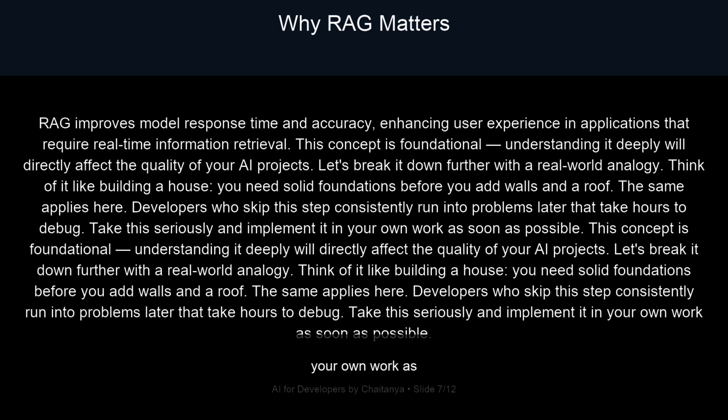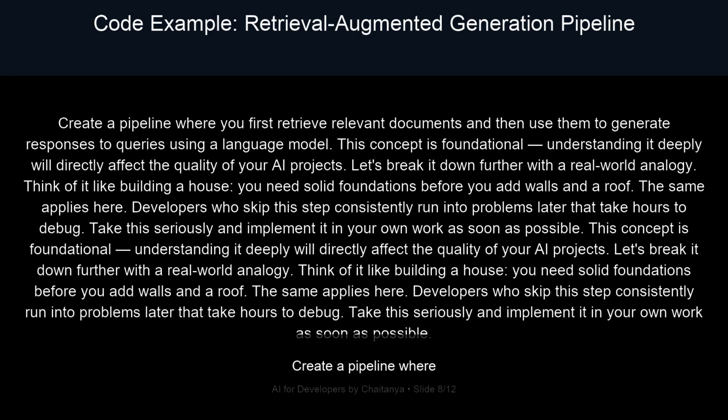Take this seriously and implement it in your own work as soon as possible. Code example, Retrieval-Augmented Generation pipeline. Create a pipeline where you first retrieve relevant documents and then use them to generate responses to queries using a language model. This concept is foundational. Understanding it deeply will directly affect the quality of your AI projects.